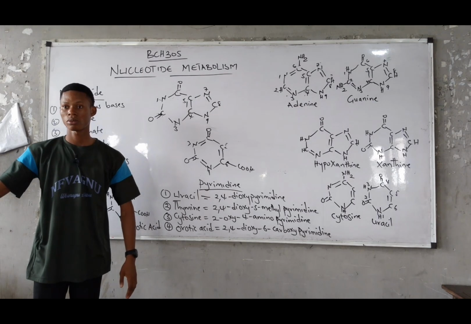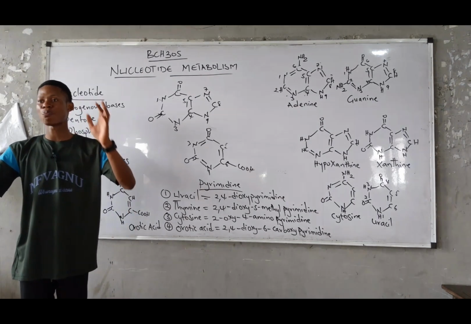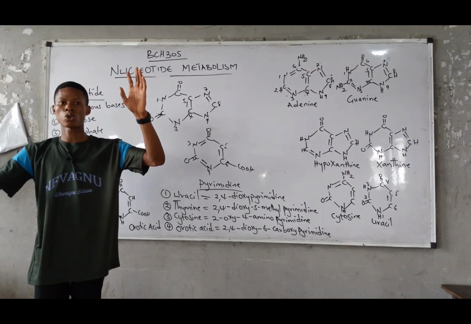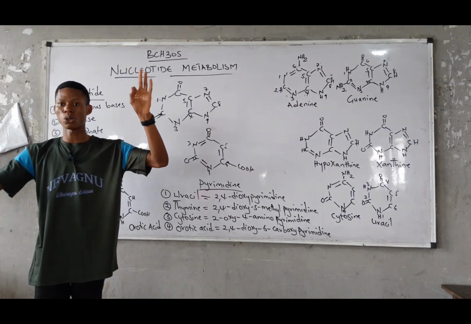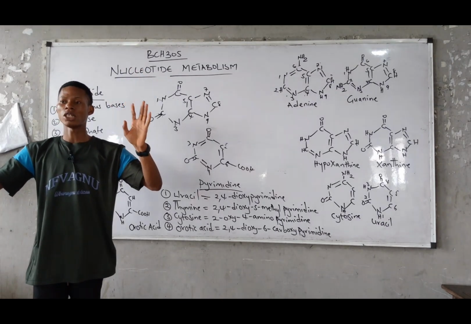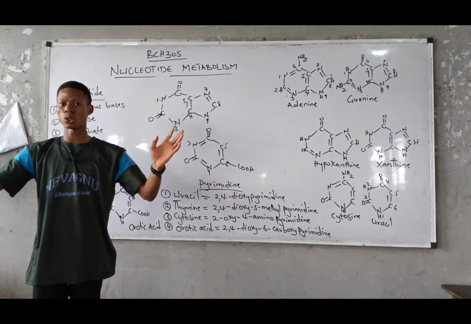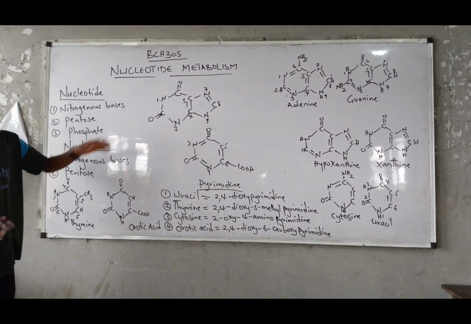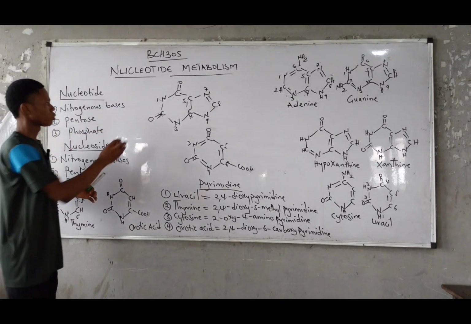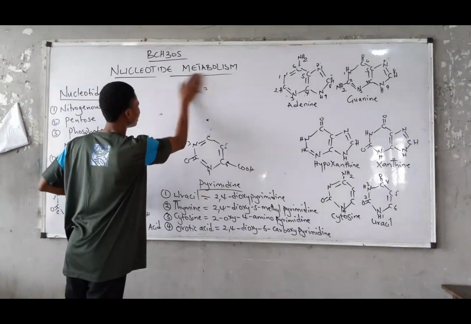Any questions so far? So you know that a nucleotide contains 3 things: a nitrogenous base, a pentose sugar, and a phosphate group. Now, if we keep the phosphate group aside, we have the nucleoside. That's that for the nitrogenous base. What about the pentose?